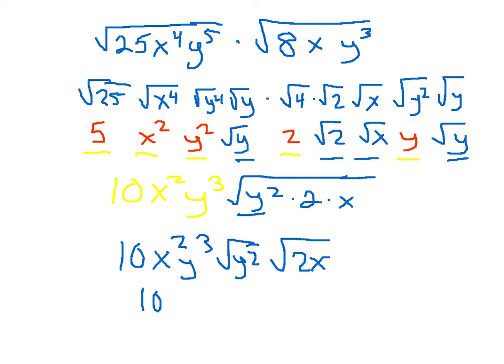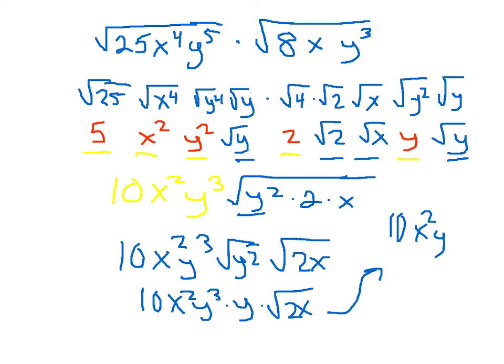This will become 10x squared y to the third. Square root of y squared becomes y times the square root of 2x. So finally, my answer is 10x squared y to the fourth times the square root of 2x. That is my answer.